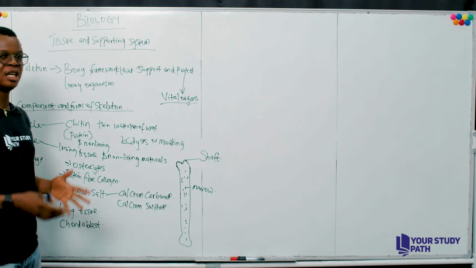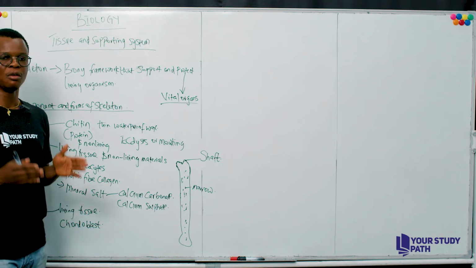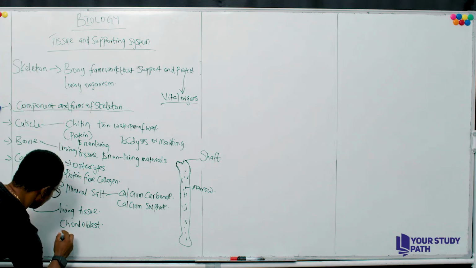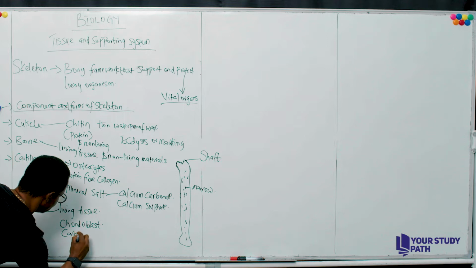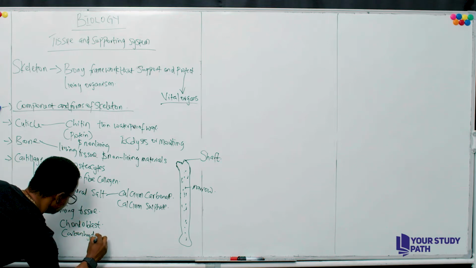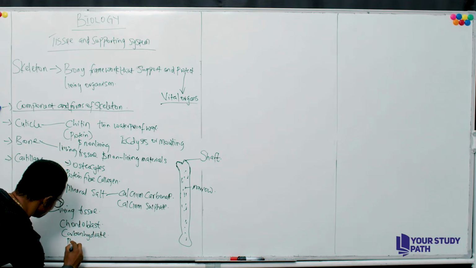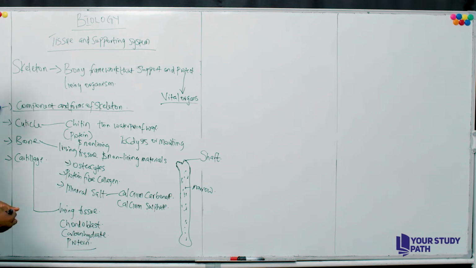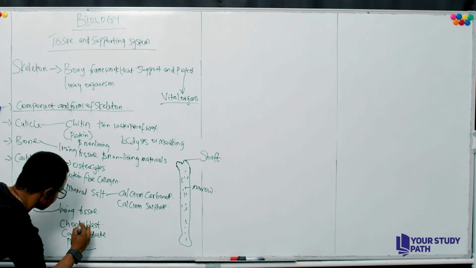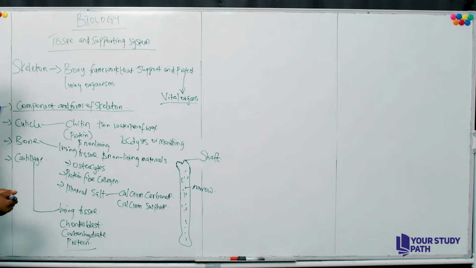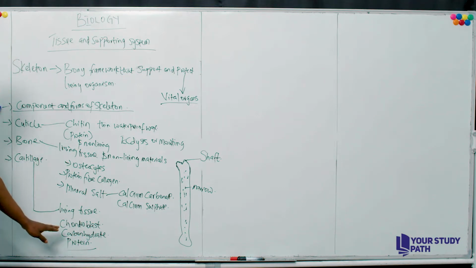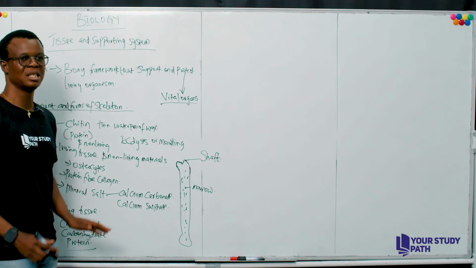So it contains the chondroblast. That's for the tissue. It contains carbohydrate. Also contains protein. So these are the three essential materials. Take note, chondroblast.